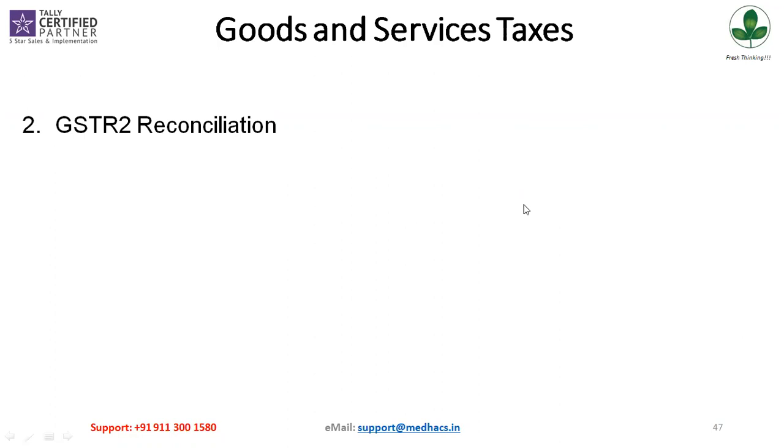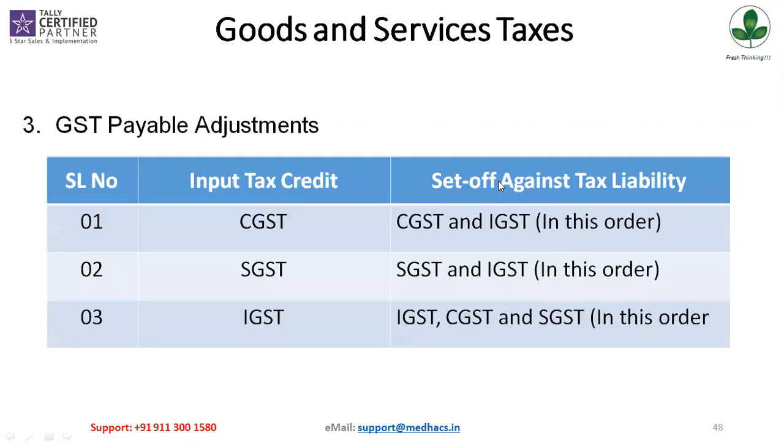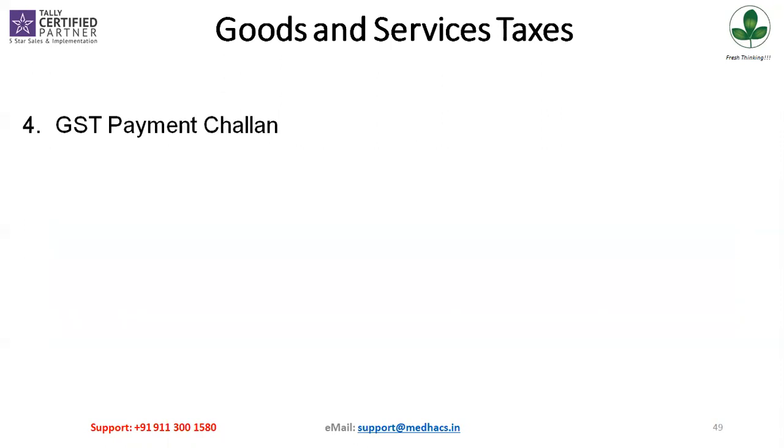Once when we do this, then we could also look at GST payable adjustments. How do we do the GST payable adjustment? Okay, because we have GST in different heads. We have CGST, we have SGST and IGST. How do we adjust these things is what we will look at. And then how do we make a payment, GST payable? How do we do a payment entry in Tally with respect to GST payable?